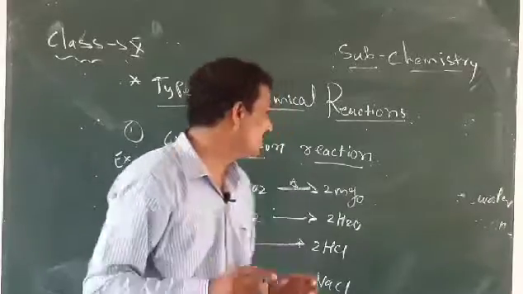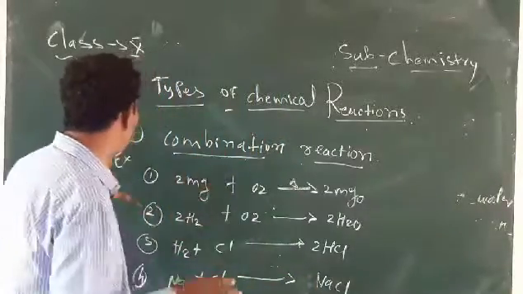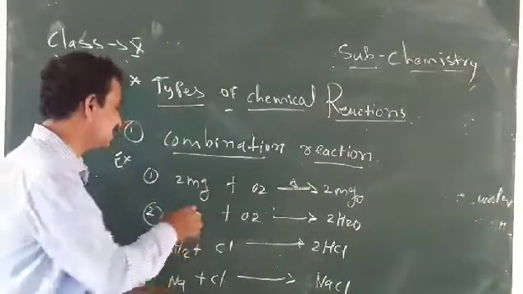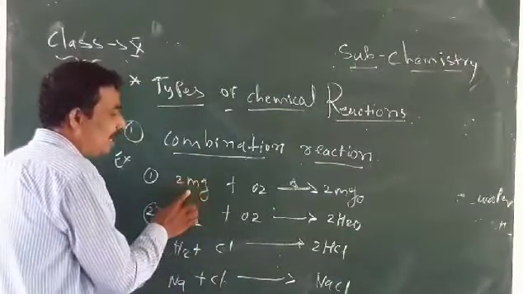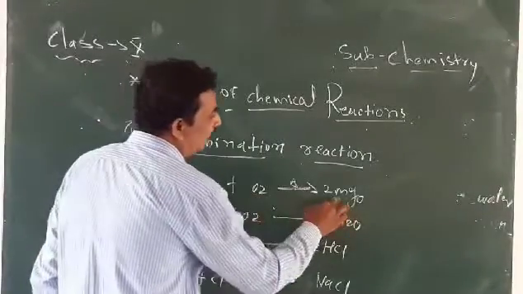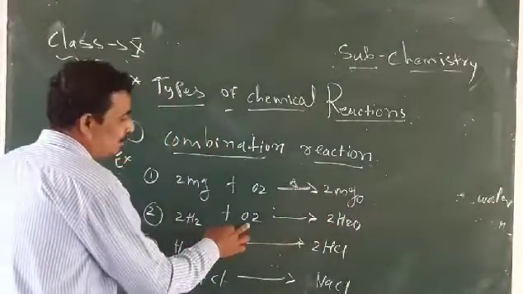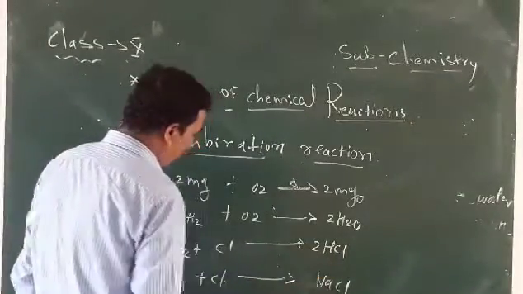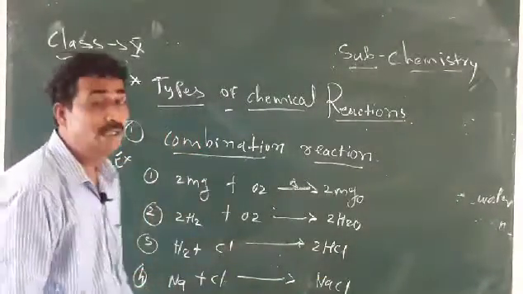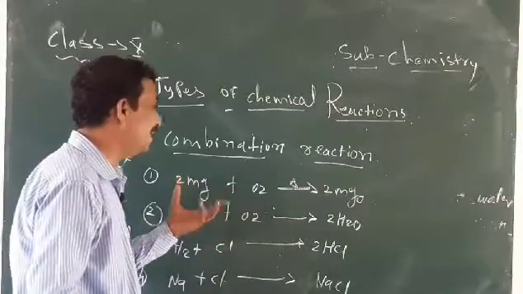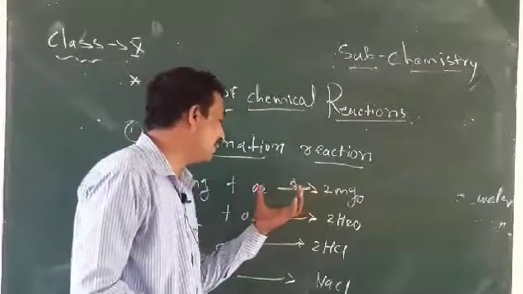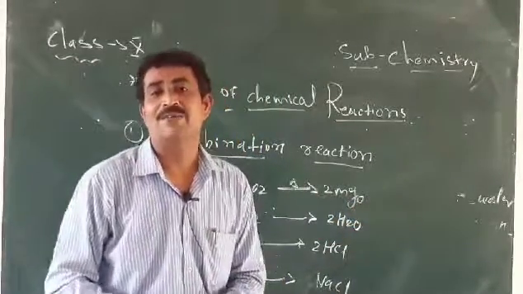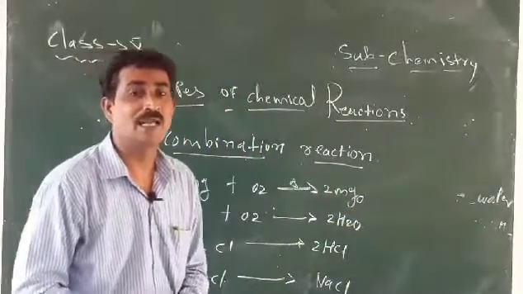There are four examples of combination reactions. In each, there is reactant number 1, reactant number 2, and the product. In such a reaction, two reactants react and produce a single product, and that is called a combination reaction.